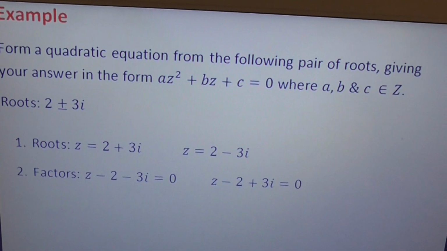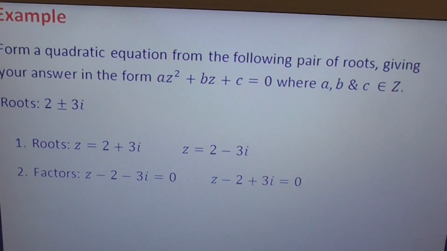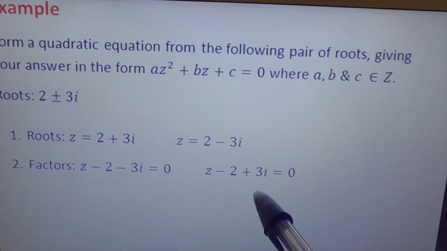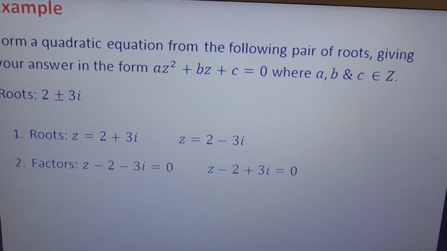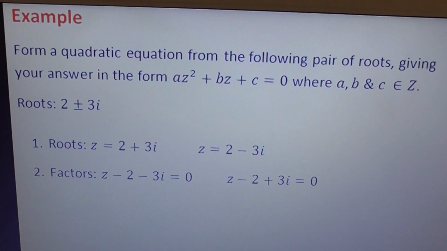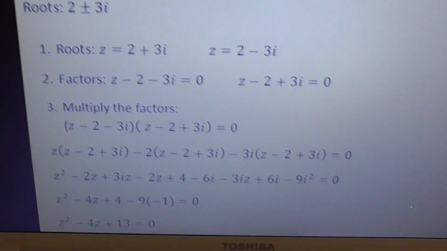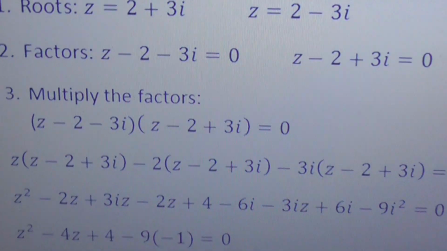Step 2, well, if I know the roots, I know the factors. Bring everything over the equals. So it's going to be z minus 2 minus 3i for my first factor, or z minus 2 plus 3i equal to 0, my second factor. Now, put both factors into brackets, and in step 3, multiply them out. Okay, so we're just multiplying them out, split the brackets.